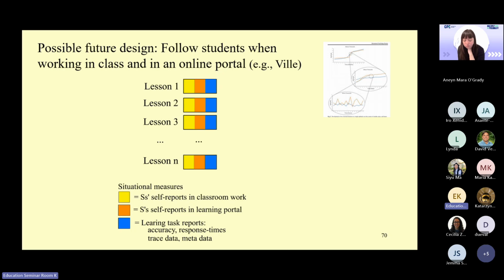And then we get objective data from the portal and can compare what children do in math class in lessons and what they do in the portal. So this is a way, it's not naturally occurring, but this is taking advantage of the technology that is out there. And this would be very easy to implement in this Ville portal. And this would work well for quite centralized systems.